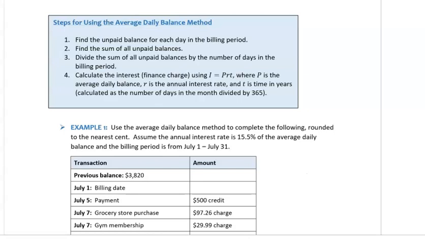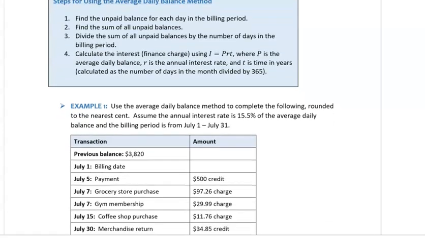Step 1, find the unpaid balance for each day in the billing period. Step 2, find the sum of all of those unpaid balances. Step 3, divide that sum of all unpaid balances by the number of days in the billing period. This calculates an average. Step 4, calculate the interest or finance charge using the simple interest formula, I equals PRT, where P is the average daily balance, calculated in step 3 above, R is the annual interest rate, and T is time in years.